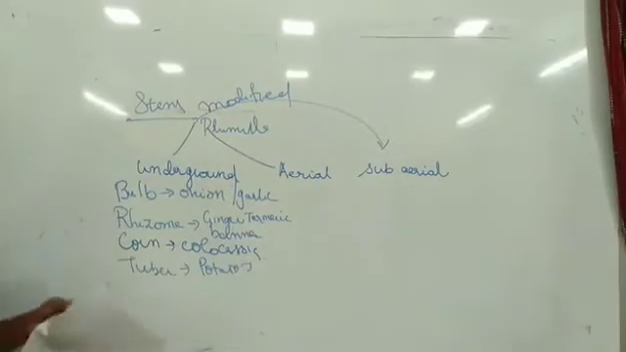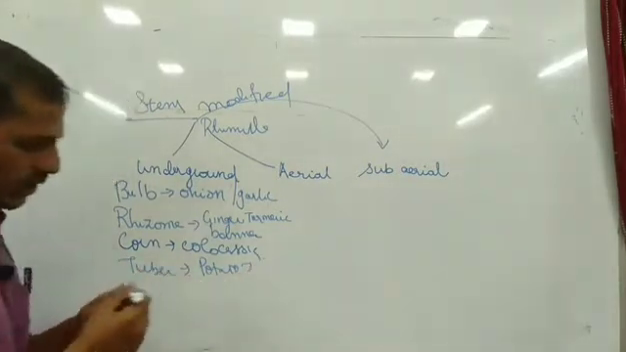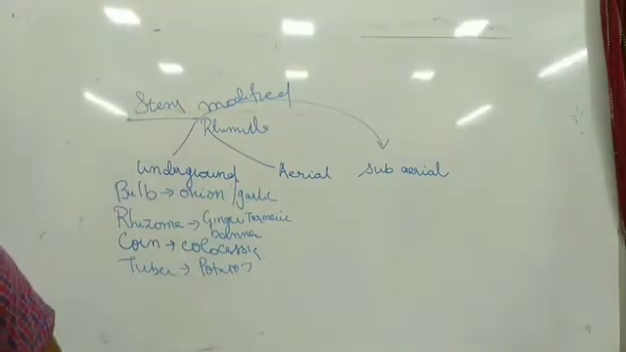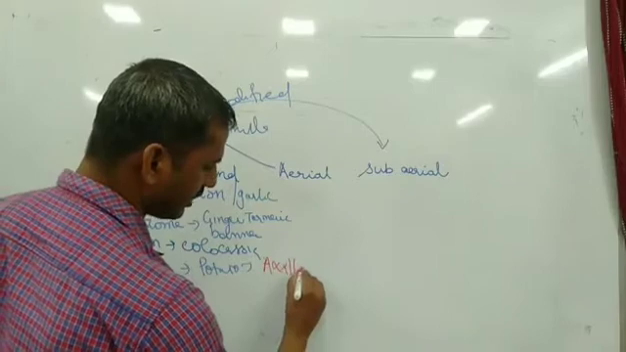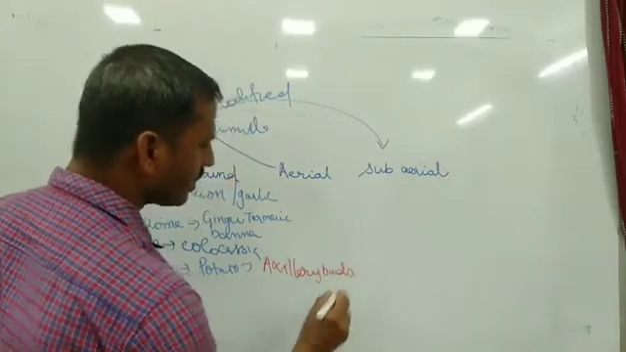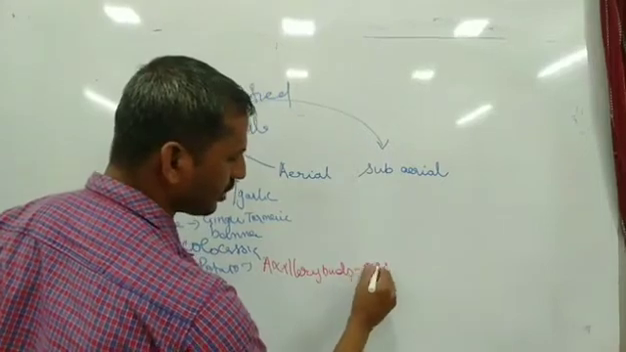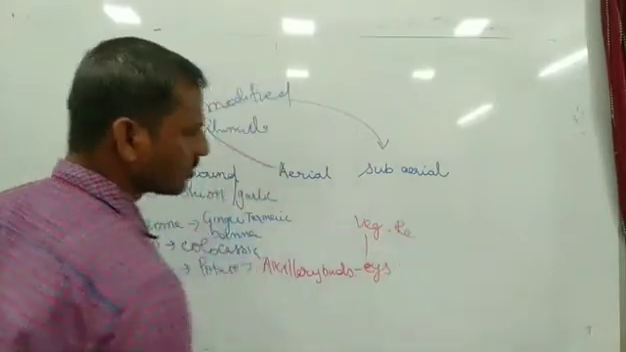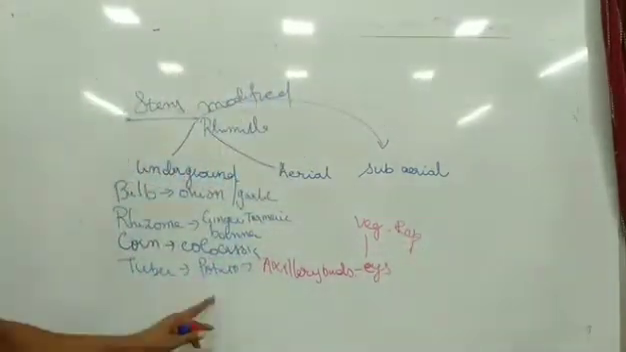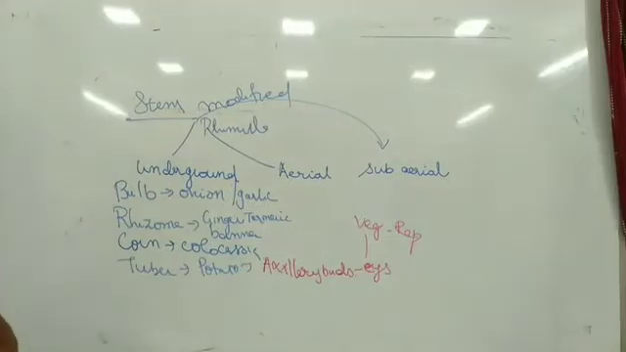The potato arises from the axillary buds, or we call them the eyes of the potato. That is an example of vegetative reproduction, and that is the tuber. The tuber arises from the axillary buds.